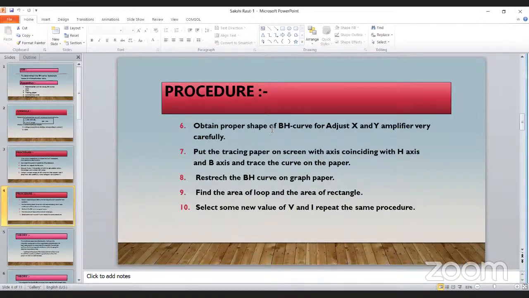Obtain the proper shape and put the tracing paper on the screen with the axes coinciding with the H axis and B axis, and trace the curve on the paper. Retrace the BH curve on graph paper. Find the area of the loop and the area of the rectangle. Select some new values of voltage and current. Repeat the same procedure.